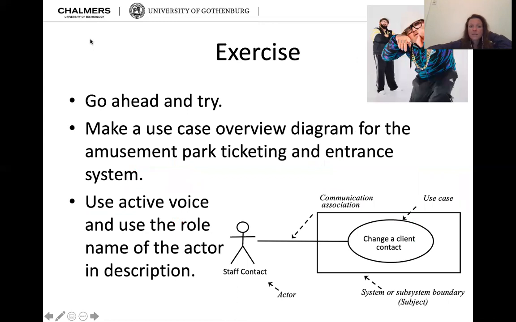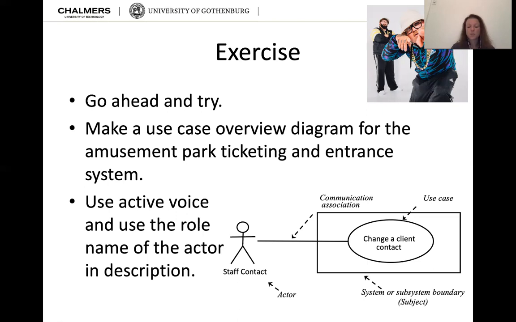And now it's time for you. So your exercise for today is go ahead and try out the use case overview diagram, and then also try to use the Cockburn template for writing down one specific use case for the amusement park ticketing and entrance system. Little reminder for the notation on the bottom right for how to do your use case overview diagram. And I'm pretty sure you can easily come up with a handful of use cases for that.